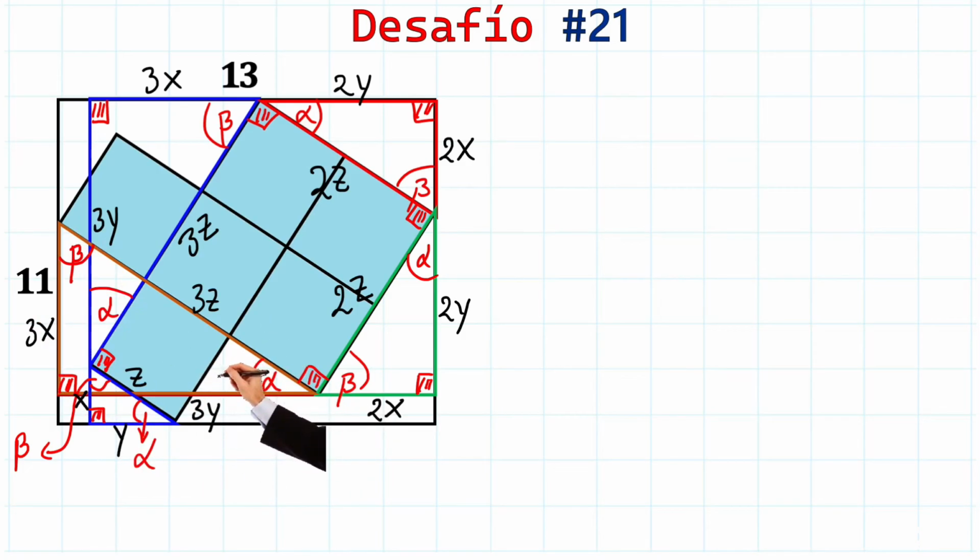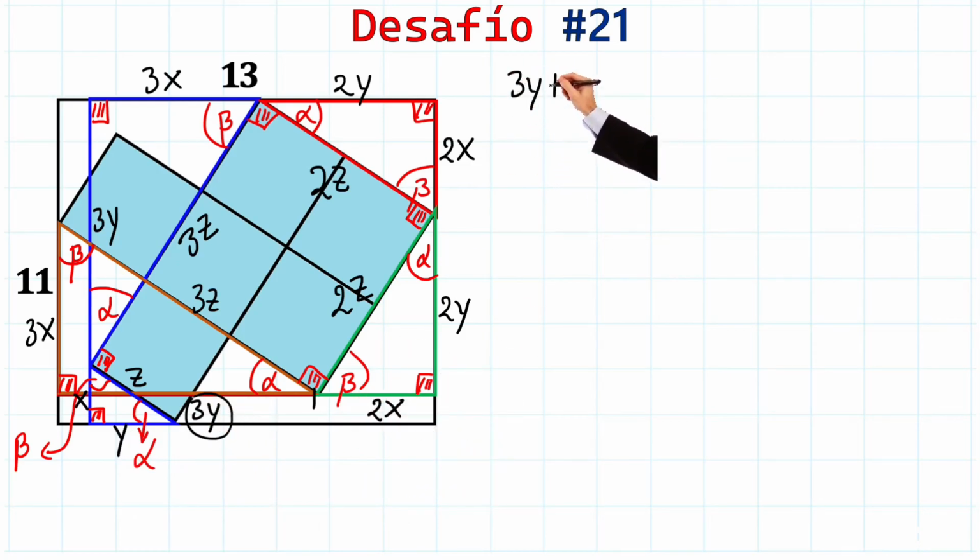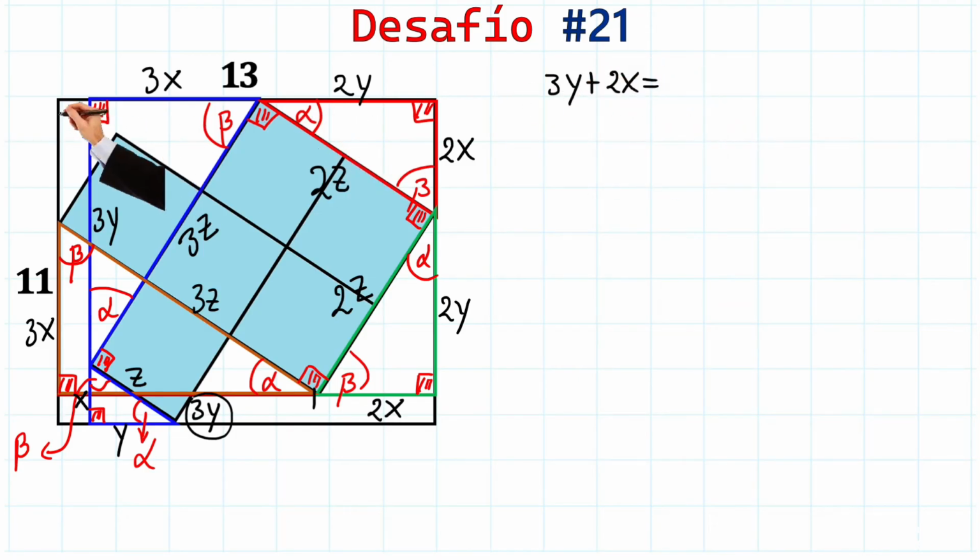Now let's focus on this triangle we have here in orange. Its base goes from here to here, and this here is 3y. From here to here, it is 2x. So this entire side, because it is parallel to this one, is 3y plus 2x. Let's note that we have 3y plus 2x is equal to what? It's equal to this side, which is 13. So 13. Very good.